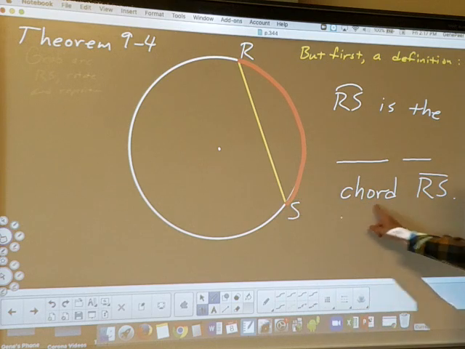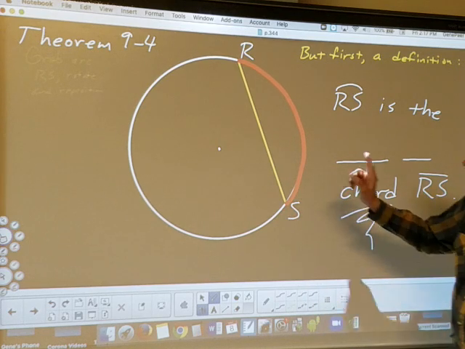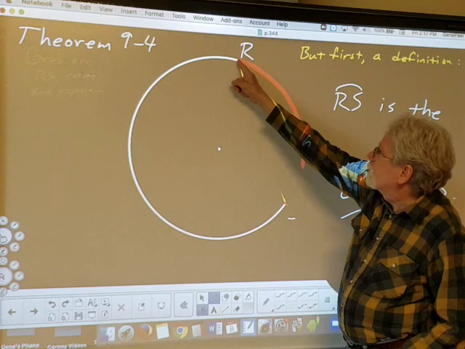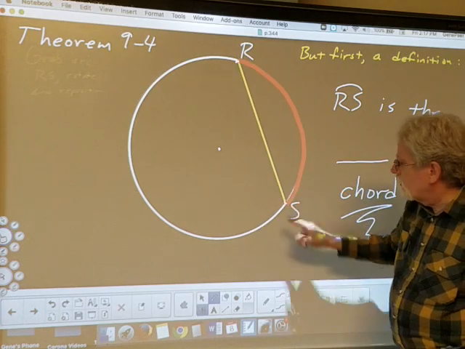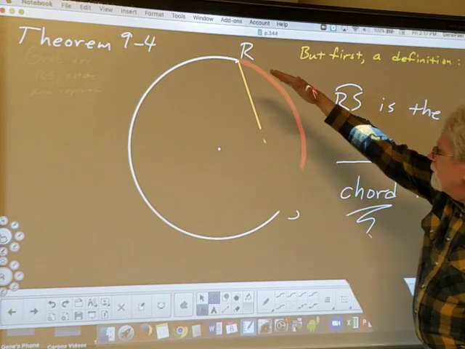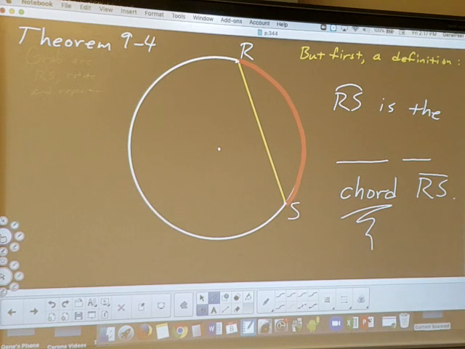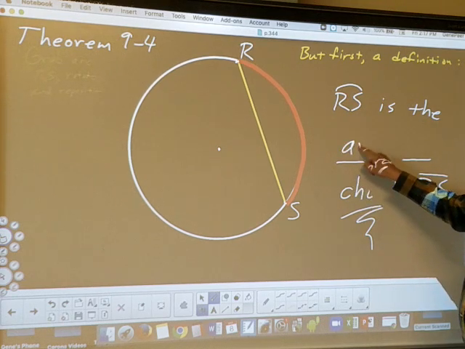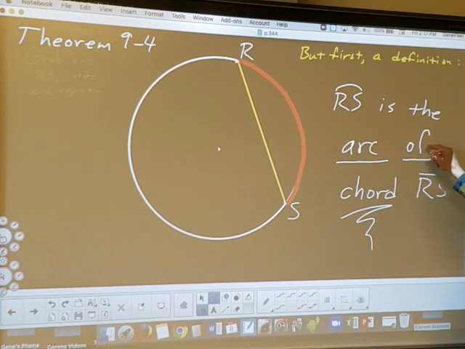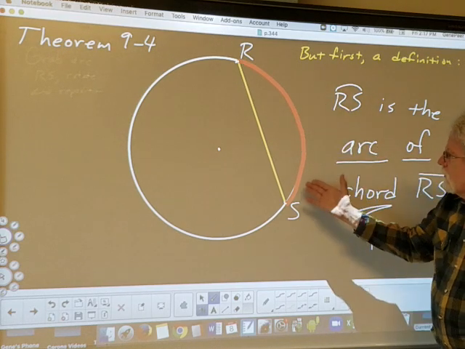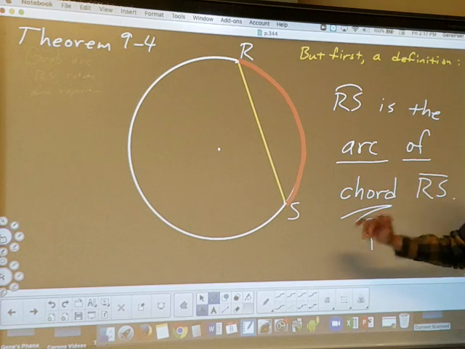Remember what a chord is. A chord is a segment that connects a point on the circle to another point on the circle. That's a chord. This is the arc. So we say that arc RS is the arc of chord RS. Very simple. So RS, the arc, is the arc of the chord.